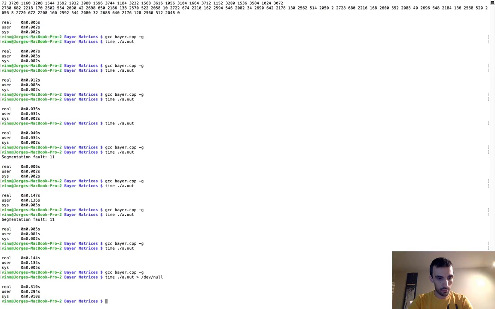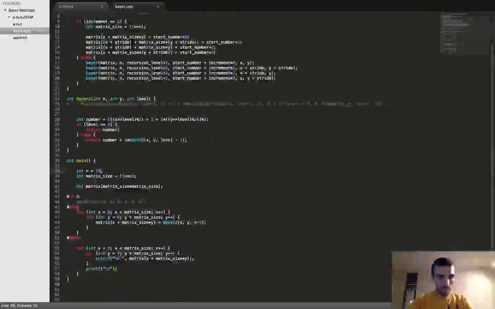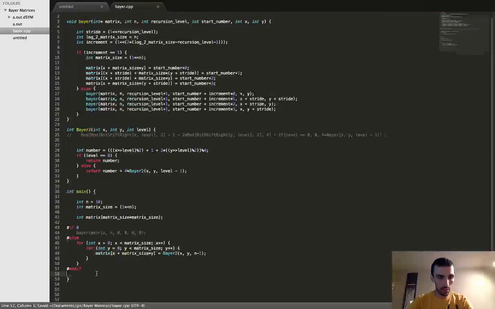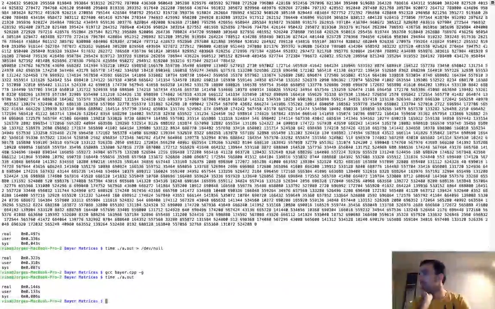Yes. So that still takes a little longer though. 0.31. Yeah. Like if I remove it entirely. Yeah, it's still bound by the printfs, I think.